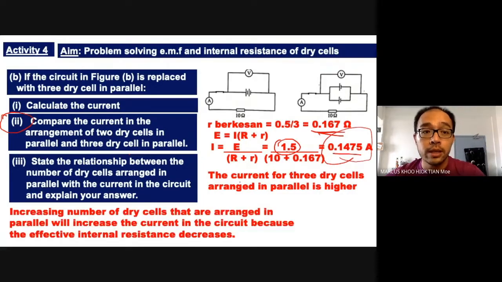Okay, and that's why number 3, increasing the number of dry cells arranged in parallel, will increase the current in the circuit because the effective internal resistance decreases, with the condition that the EMF is the same.